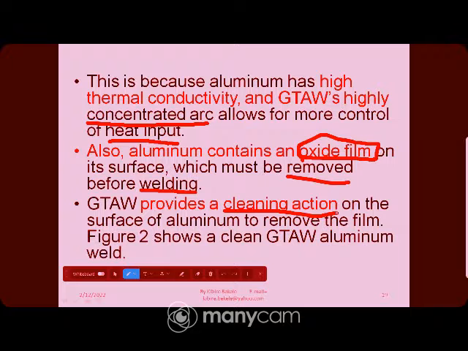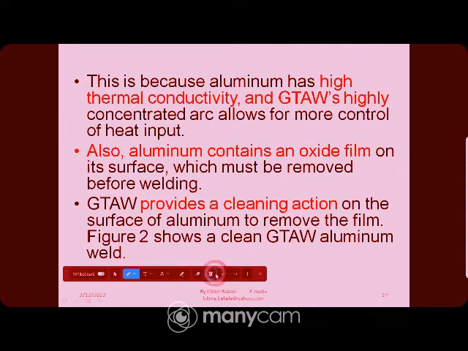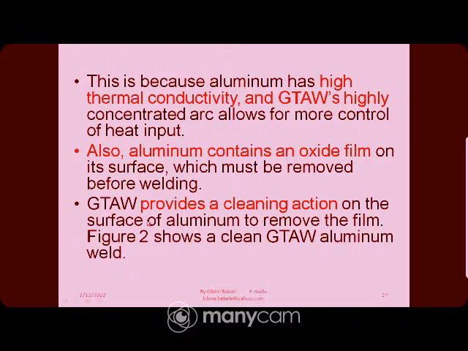In the aluminum welding process, it's difficult to weld by using shielded metal arc welding, because the cleaning action is not as good as in the gas tungsten arc welding process. So this welding process is best suited for welding aluminum.